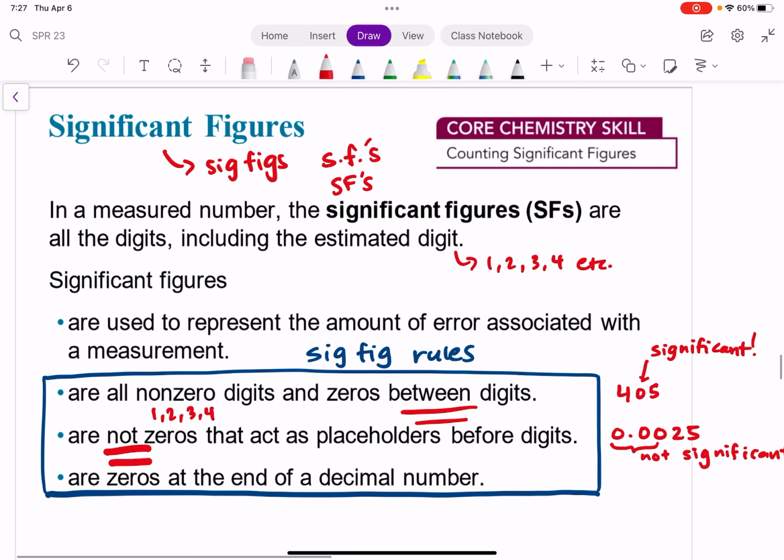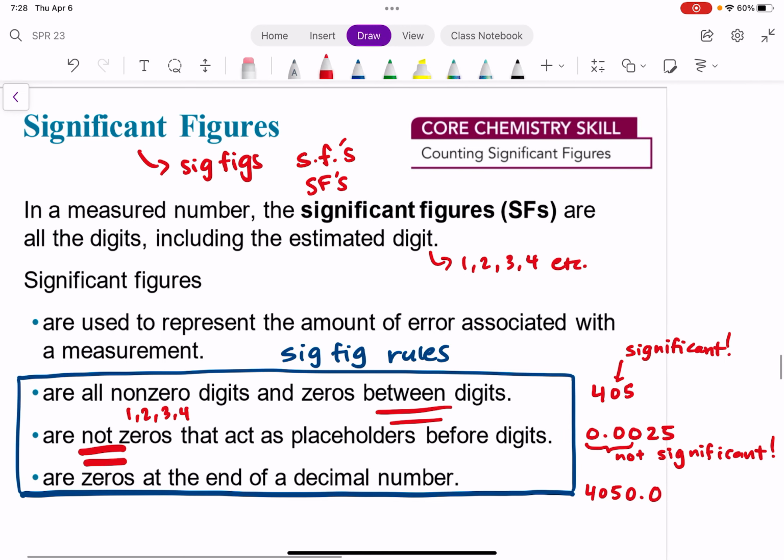Okay, and then significant figures are zeros at the end of a decimal number. So if you have, let's say 405 again, but then we have a 0 there and maybe a 0 here, which zeros in there would be significant? This 0, because it's sandwiched between those other digits, and then these zeros because they're at the end of a decimal number.